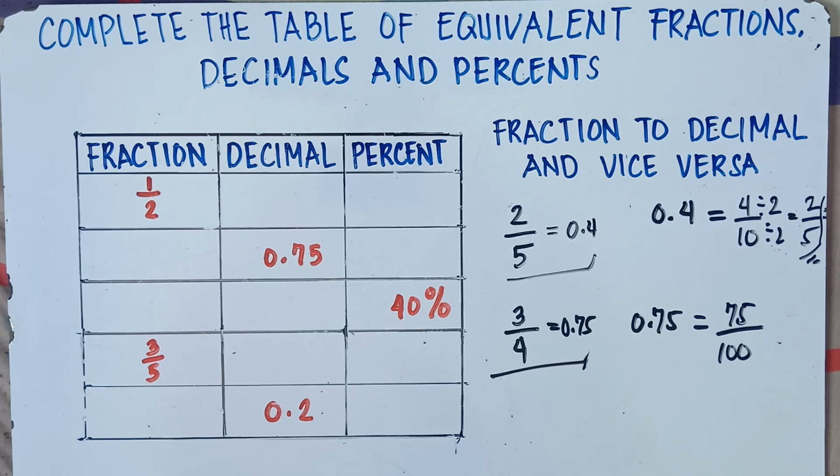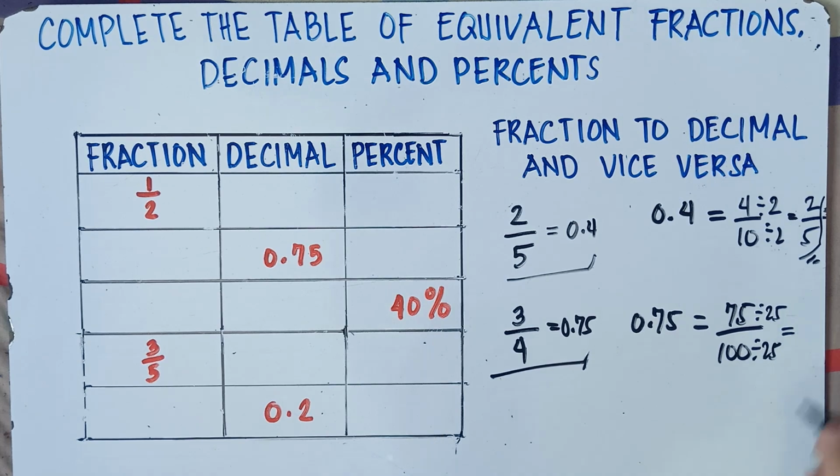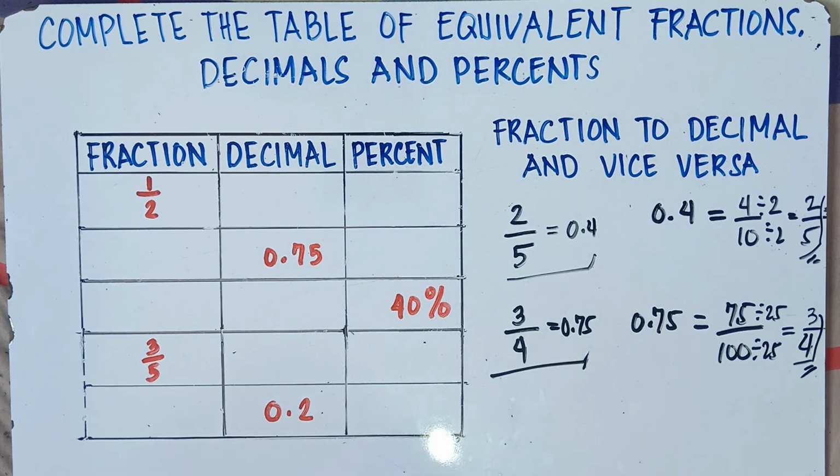Because if you can reduce, you always reduce, class. What would be the greatest common factor, class? Think of the greatest number that we can divide both 75 and 100 by. That's correct. That would be 25. The GCF of 75 and 100 is 25. So 75 divided by 25 is 3. 100 divided by 25 is 4. That's it, class. That's how you convert fractions to decimals, then decimals to fractions.